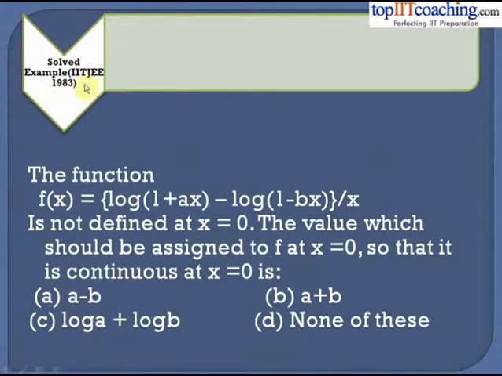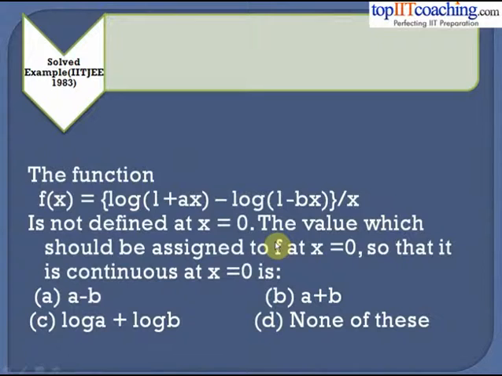So let's try to solve a few IIT problems. Now this problem appeared in 1983 and it is the function f(x) equal to (log of (1 plus ax) minus log of (1 minus bx)) whole divided by x, which is not defined at the point x equal to 0. Now the value which should be assigned to f at the point x equal to 0 so that it is a continuous function at x equal to 0 is: option A is a minus b, option B is a plus b, option C is log of a plus log of b, and option D is none of these.